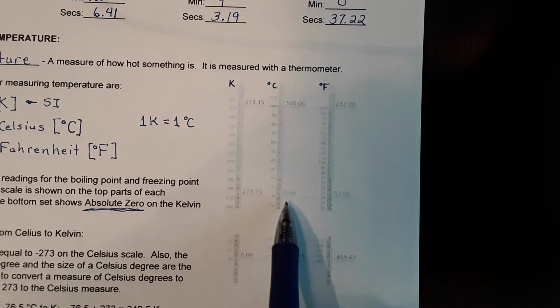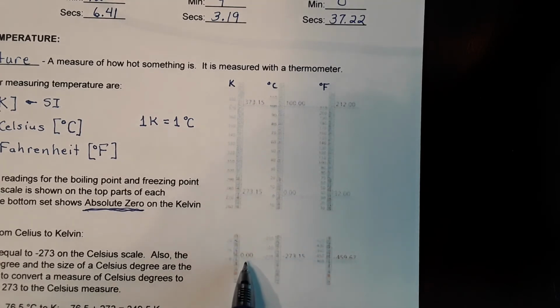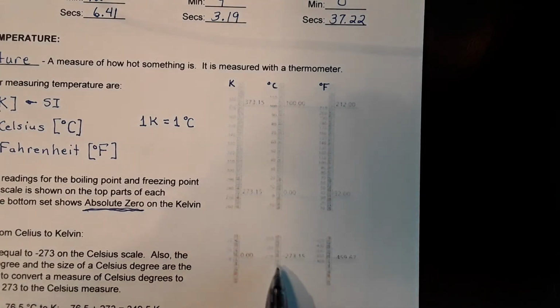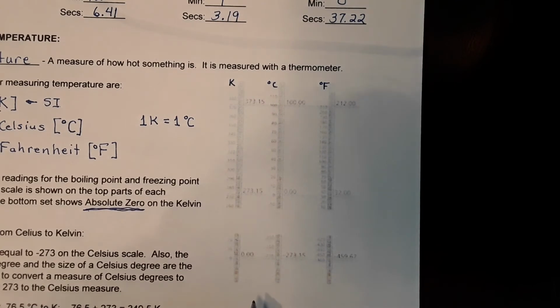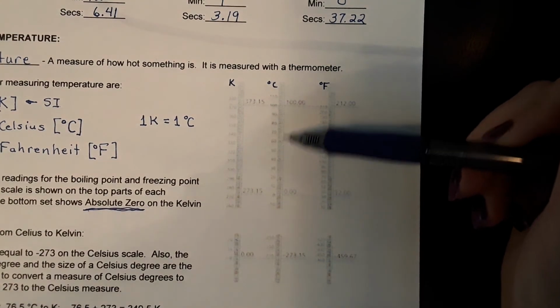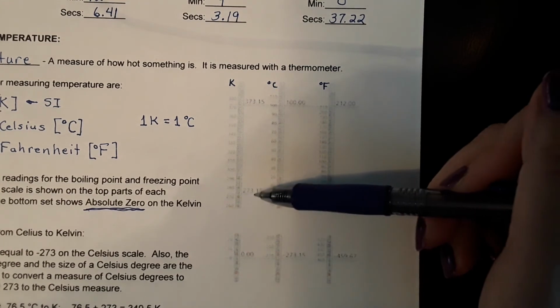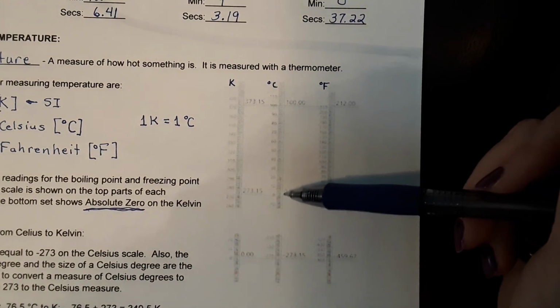In fact, notice the Celsius scale and the Kelvin scale are the same increments. It's just the 0 is located here for Kelvin and here for Celsius, and this would be negative 273 for the Celsius. So that actually means we can convert from Celsius to Kelvin fairly easily, because any number you read on the Celsius scale is going to be 273 degrees larger on the Kelvin scale.